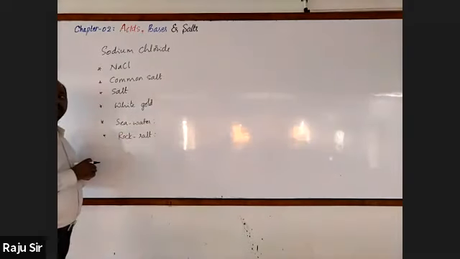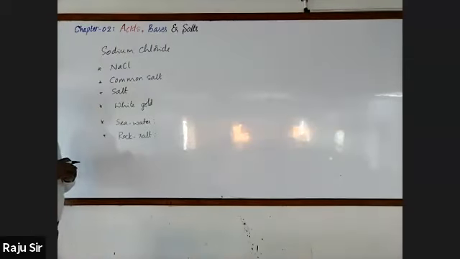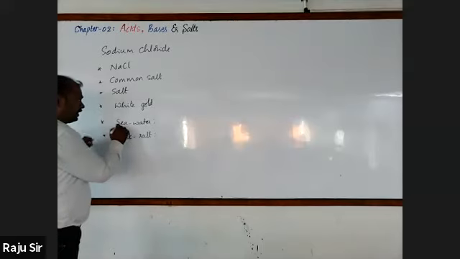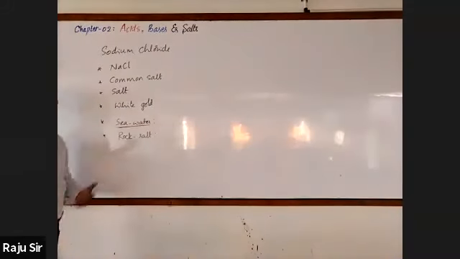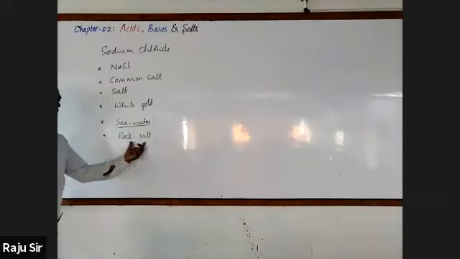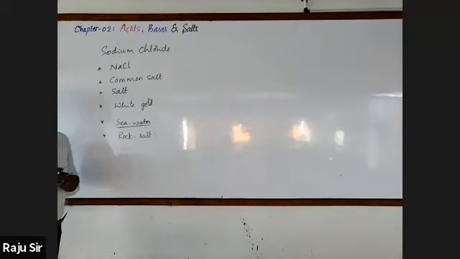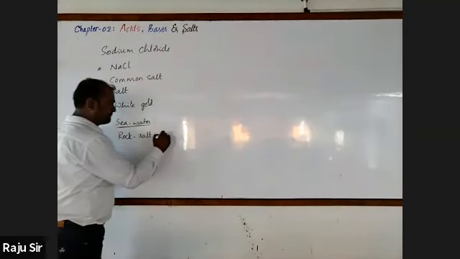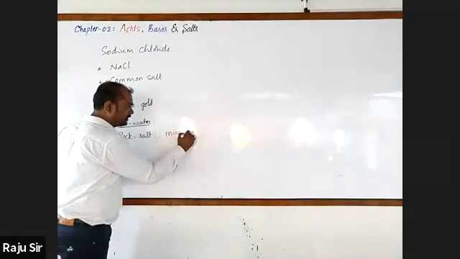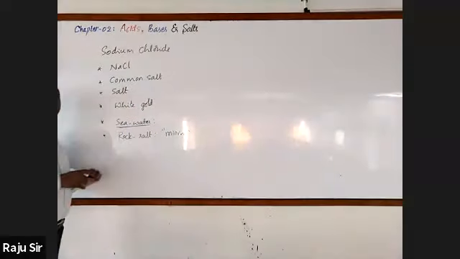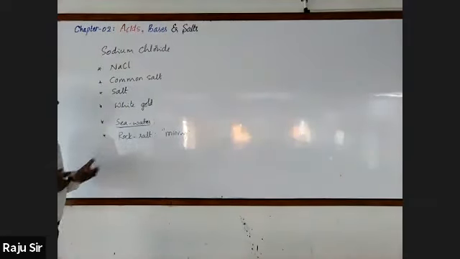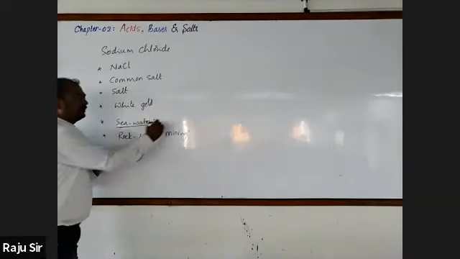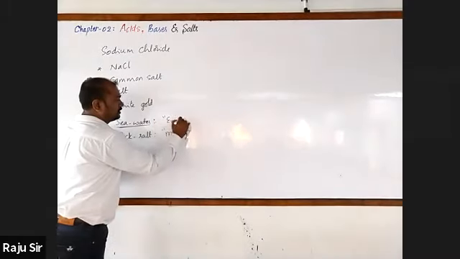Do you know what will be its color? Reddish brown. Sea water salt is white in color, but rock salt will be brown in color. And this is to be extracted from a process called mining. From the rock salt we extract, we will get the sodium chloride. Otherwise, it is obtained from the process called evaporation.